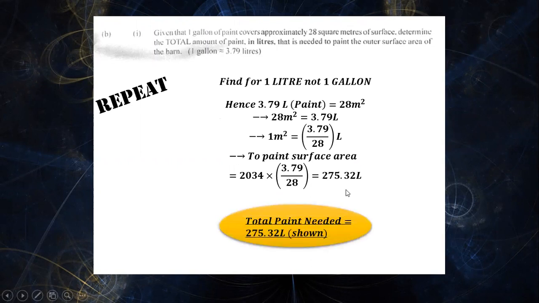So the total paint needed is going to be 275.32 liters. Okay, so we will require to show this, right? So 275.32 liters is sufficient.